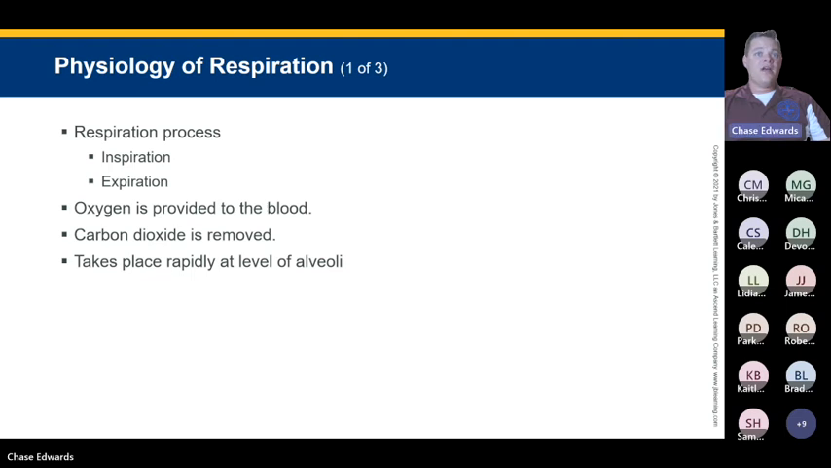All right, so the physiology of respiration. So there are two processes that occur during respiration, right? You have inspiration and expiration. All right, so oxygen is provided to the blood and carbon dioxide is removed from it. In healthy lungs, the exchange of gases takes place rapidly at the level of the alveoli.